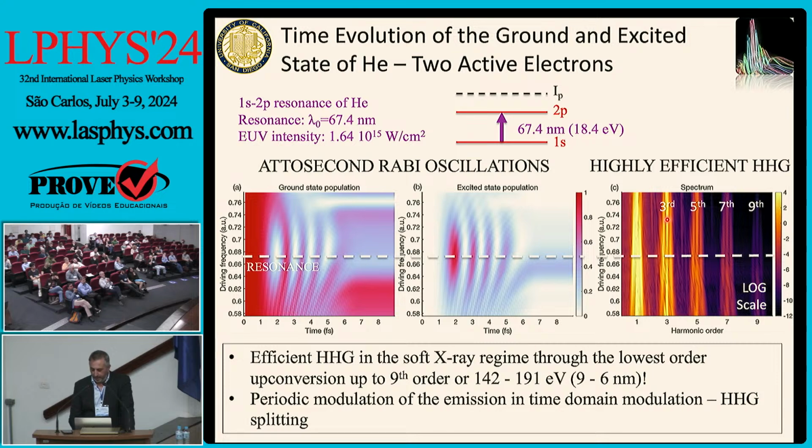If we look at the emitted light, you'll see that we can generate third, fifth, seventh, ninth harmonic. They have some spectral structure. For the experts, the spectral structure is not due to interference of short or long trajectories, but rather due to the Rabi oscillations. With harmonic order of 9, we're already in the soft X-ray region of the spectrum. So with very low harmonic orders, we can move from the EUV into the soft X-ray region of the spectrum.